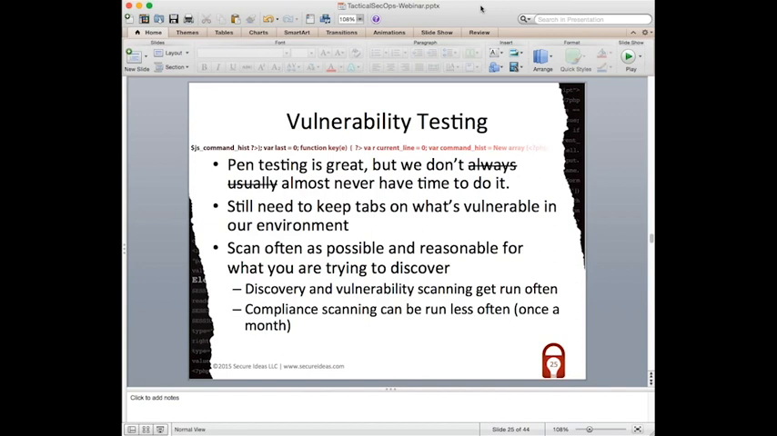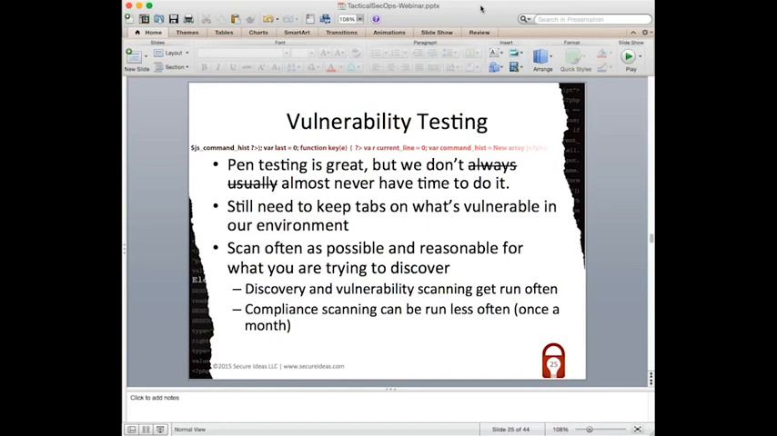Certainly not, at least in my experience. I could not find the time to go through and spend a couple of days going through a web app and hammering away at it. So how did I deal with that? I still need to keep an eye on what's wrong inside of my environment. So this is where some of our vulnerability scanning and vulnerability testing comes into play. We can go ahead and automate that, run it, and see if anything crops up and looks worth following up on with some pen testing to validate a particular issue.